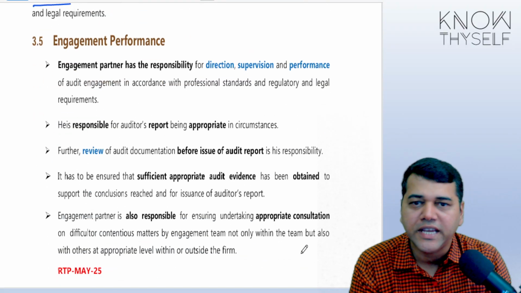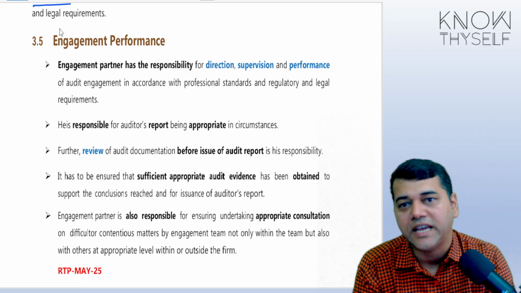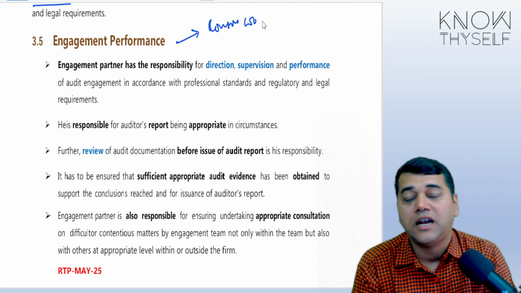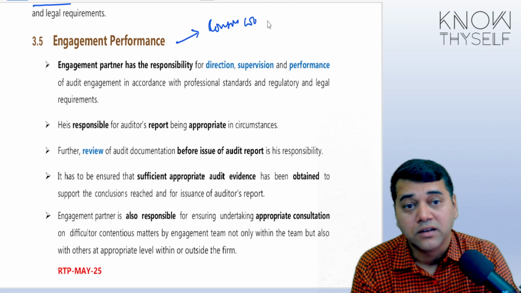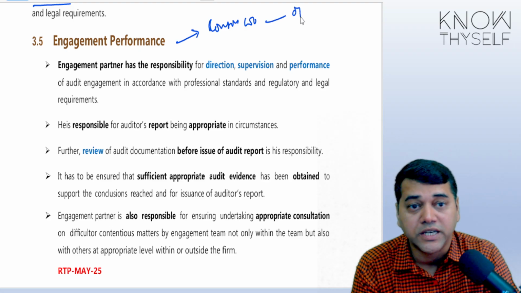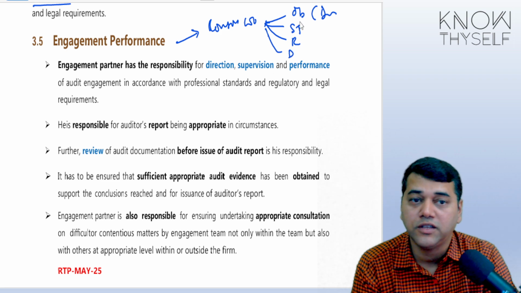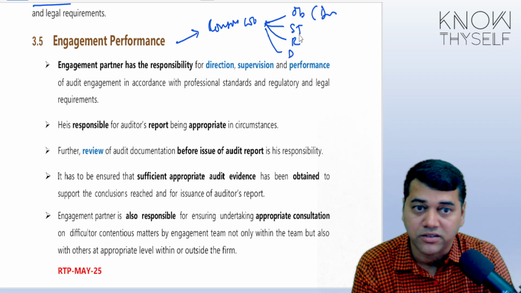Now coming back to the engagement performance, okay, we had seen engagement performance starts with the consistency of work, and we have seen in SQC1 that consistency of the work starts with the objective. What is the objective? Direction, supervision and training, review, documentation. These are the four elements. They had given you with pictures there.